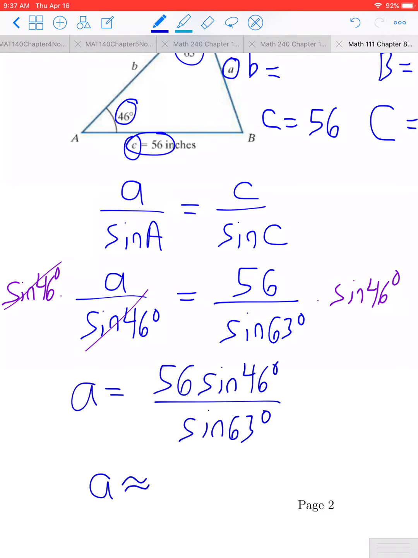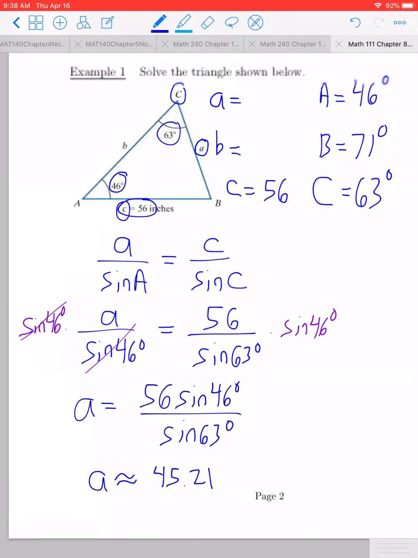When you go to enter this calculation into your calculator, it's very important that you make sure your calculator is set to degree mode. For the majority of the class, we've been working within radians, but this is the one time where you definitely want to make sure you're working in degree mode. If we take 56 times the sine of 46 and divide it by the sine of 63 degrees, that should give us a value of about 45.21. So side A is 45.21 inches.